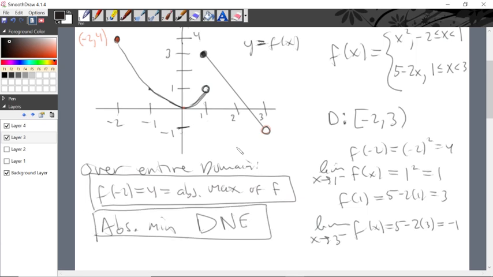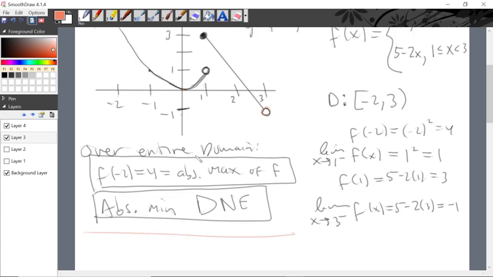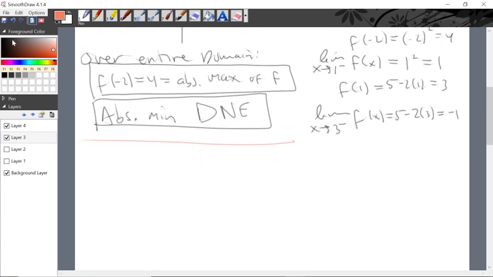If this point were filled in, if this were a closed point, then the y value there, which is -1, would be the absolute minimum. All right, so we've already analyzed absolute max and absolute min. Now how about locally, local behavior?